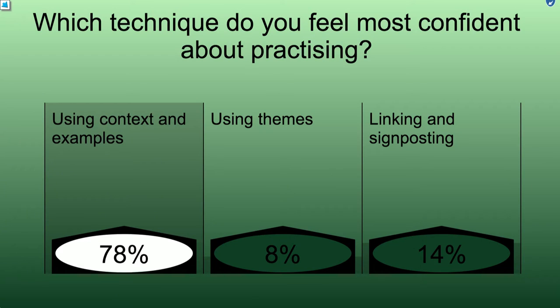It's interesting because when we asked people about techniques that they felt confident about using, 80% said using content and examples, they felt confident in using those, whereas only 8% said using themes, and 11% said using linking and signposting. That's gone down just a little bit, actually, as the data's been coming through. But these are very interesting ideas, aren't they? Because so often we think that critical thinking has to relate to content, and largely it does.